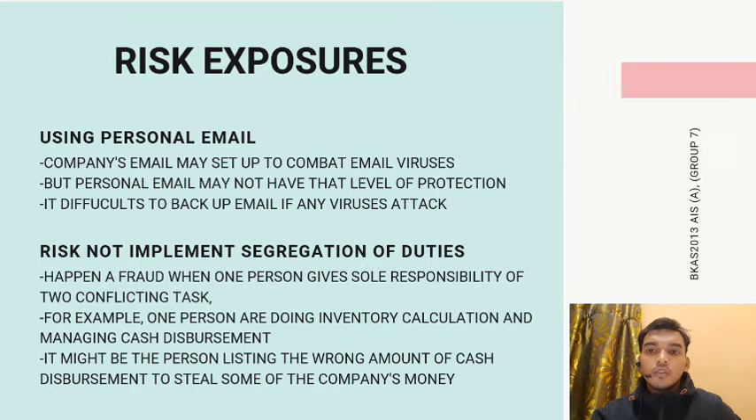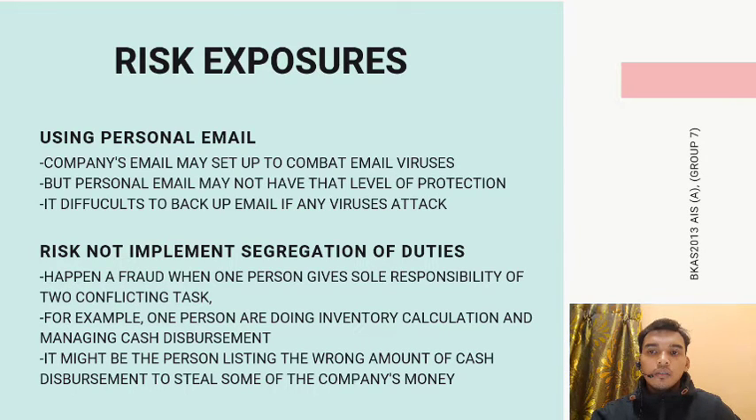So I will continue with the risk exposures that might have resulted from each of the internal control weaknesses. The first one is using personal email. The company's email may be set up to combat email viruses, but personal email may not have that level of protection. Therefore, it's difficult to back up email if any virus attacks.